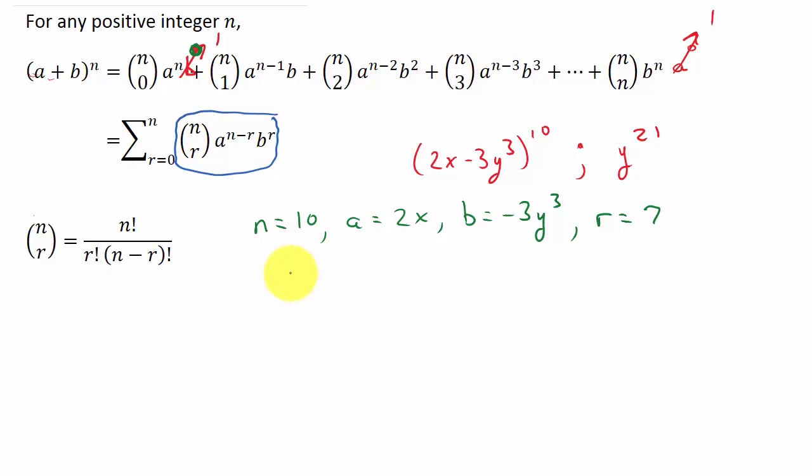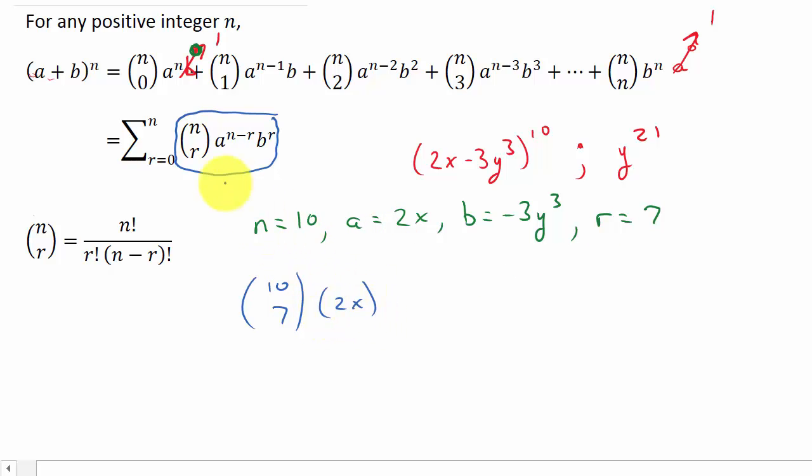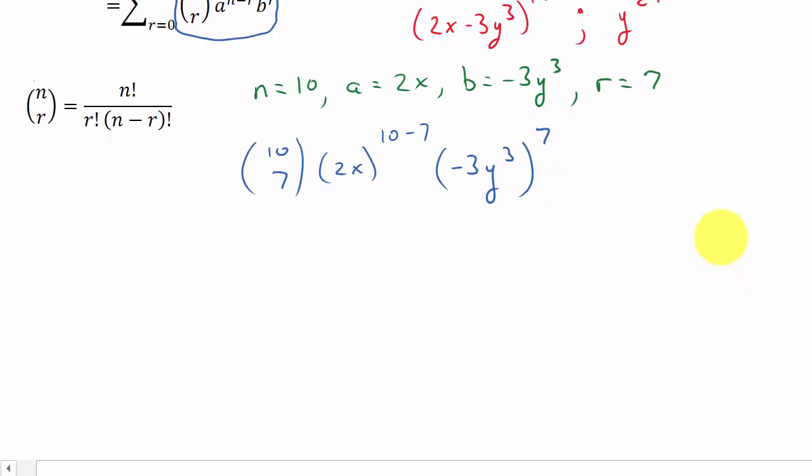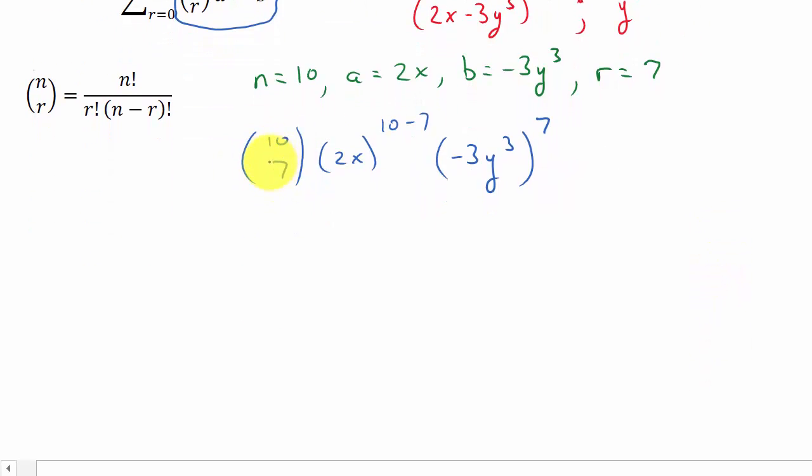So I've got what? N choose r, which is 7, times a. Well, what's a? That's 2x, raised to the n minus r. So that'd be to the n minus r. So 10 minus 7. And then times b, which would be negative 3y cubed raised to the r. So that would be raised to the 7th. And so what I need to do now is calculate this factorial.